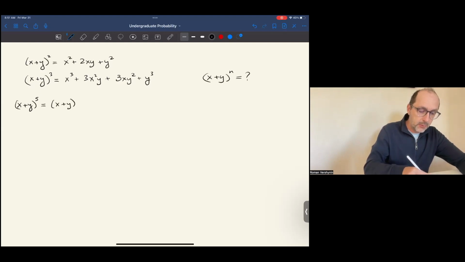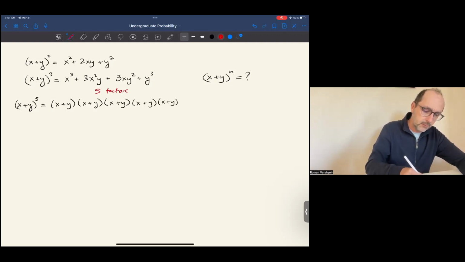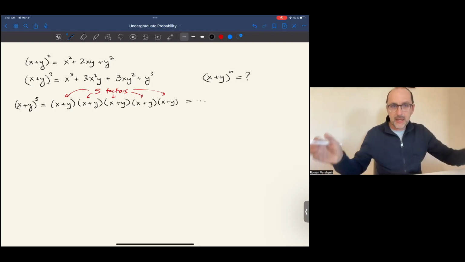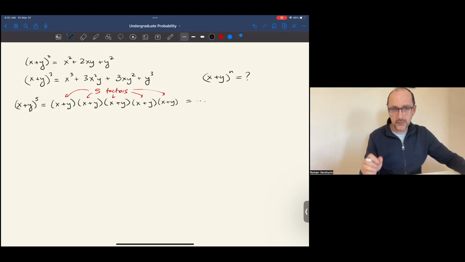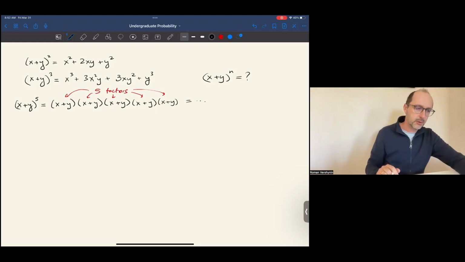(x + y) to the power of 5 is the product of 5 terms, x plus y. Let's call these terms factors. 5 factors here: 1, 2, 3, 4, and 5. And now we would like to expand these factors, multiply everything out. It will be a huge, huge sum, but it will simplify because some terms in this long expression are similar, and we'll collect the similar terms, and that's how we'll discover the binomial.